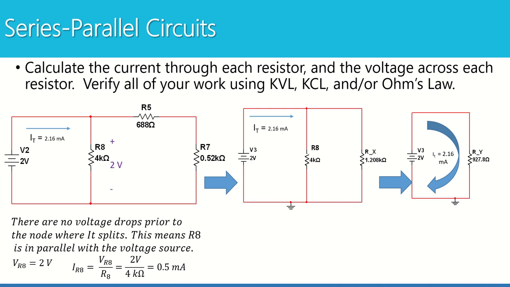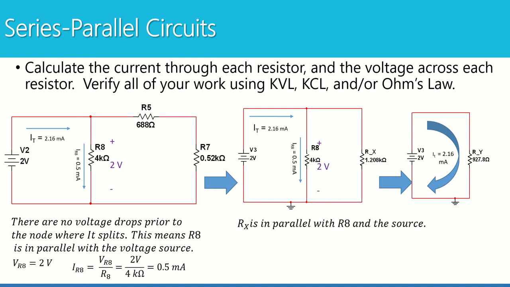There's my voltage. There's my current. Make sure you're adding those to your picture as well. If I go to this intermediate picture right here, I can see that Rx is in parallel with R8 and the source. Well, I just found the voltage for R8, and I know that it's in parallel with 2 volts, which means I also know the voltage for Rx.